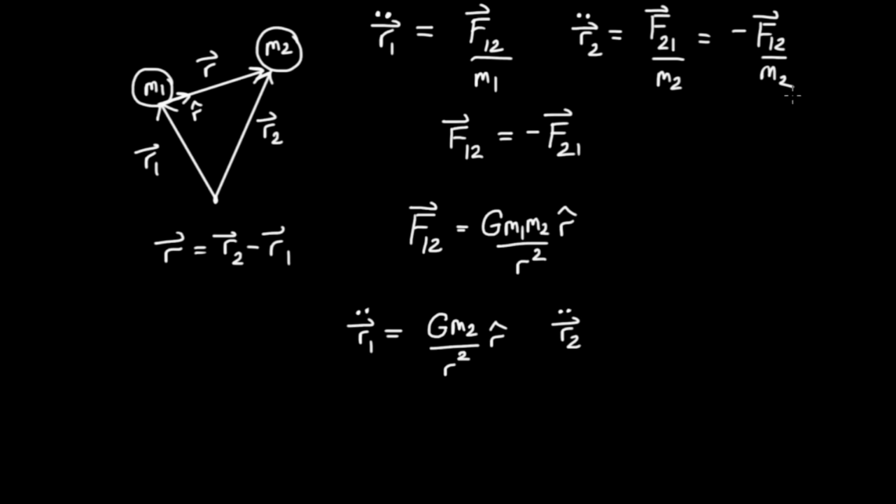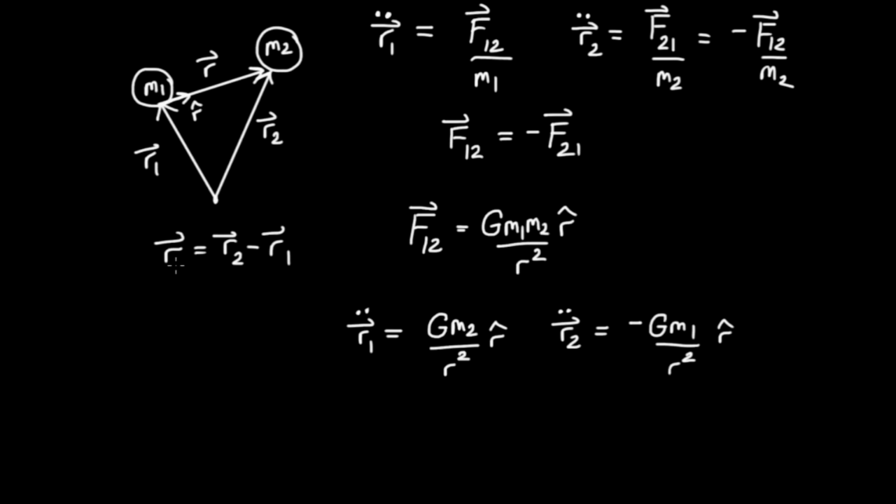Since I'm dividing by m2, this time the m2 is going to disappear here. And I'm going to have to throw in a minus sign. So what I'm left with is minus g m1 over r squared times r hat. Now here notice that I have minus r hat. So that means the acceleration of this vector is going to be that way. It's going to be in the opposite direction as r hat. Which makes sense, right? m1 is going to accelerate that way, and m2 is going to accelerate this way.